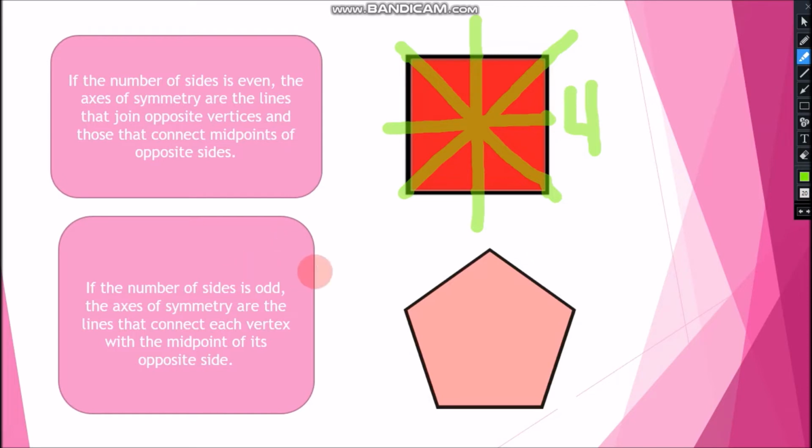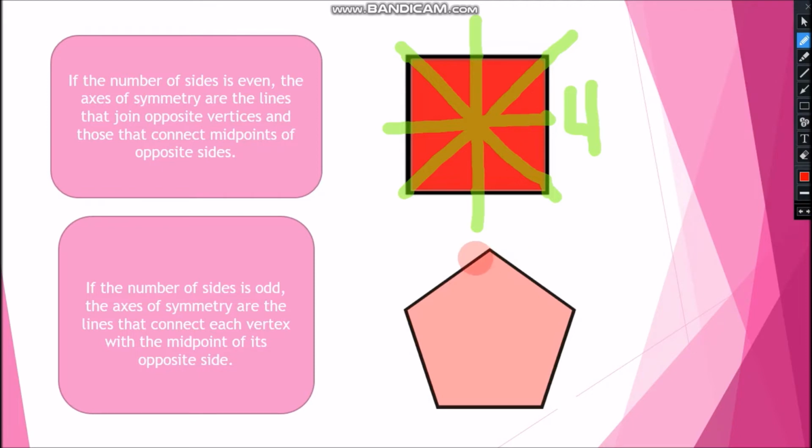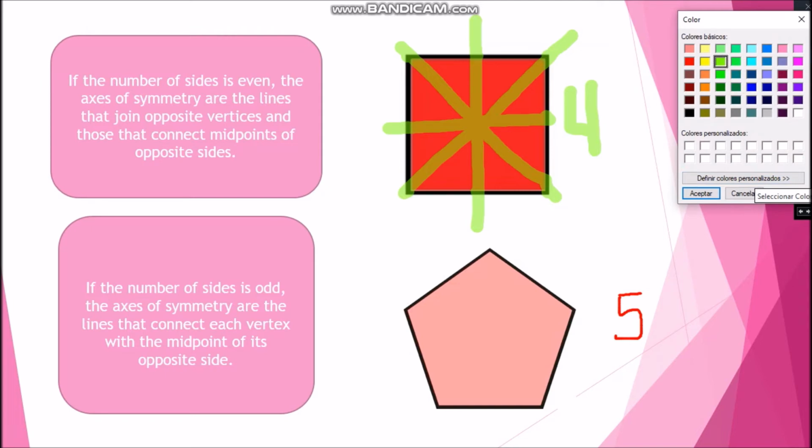Now, if the number of sides is odd, ahora, si el número de lados de mi figura es impar, for example, this figure that is a pentagon, por ejemplo, esta figura que es un pentágono, has 5 sides, que tiene 5 lados. The axes of symmetry are the lines that connect each vertex with the midpoint of its opposite side.